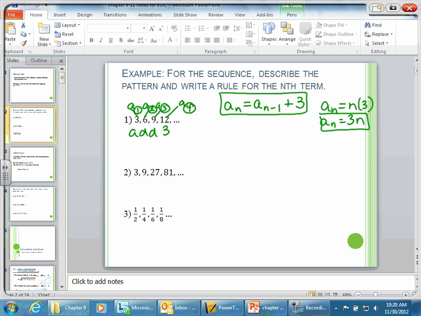Now, the way you're going to see this a lot on the EOC is they're going to use next and now. So they're going to put that the next term would be equal to the now plus the 3. So just a little bit different way of writing it. All right, look at that next one. See what you would do.